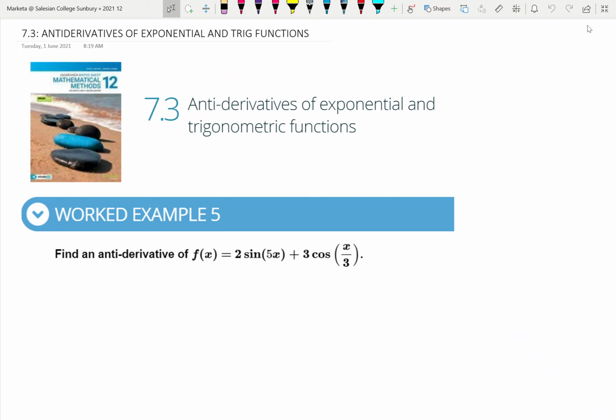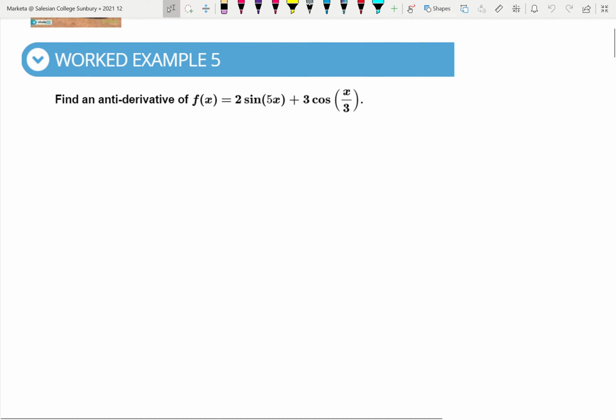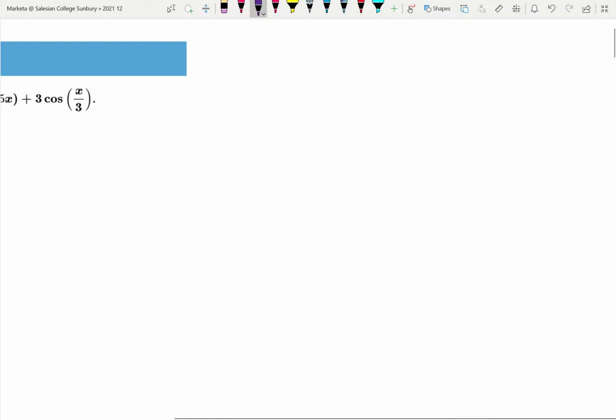Hi everyone, today I'm going to be anti-deriving exponential and trig functions. So this is 7.3 from your Year 12 Methods textbook, Jacplus. We looked at anti-deriving just normal sorts of things last time in 7.2, and now we apply it to sine and cos. So let's go back and take a look at deriving.